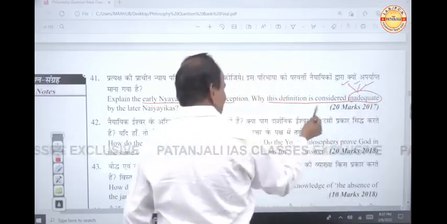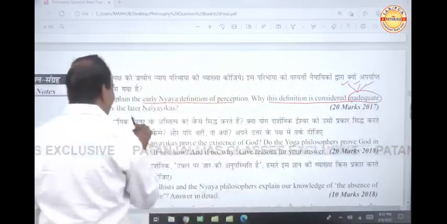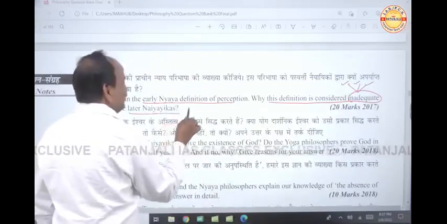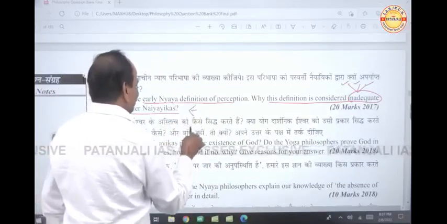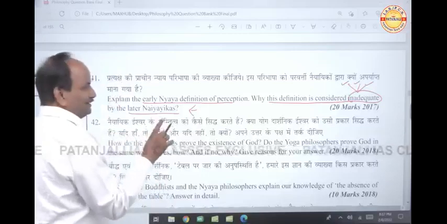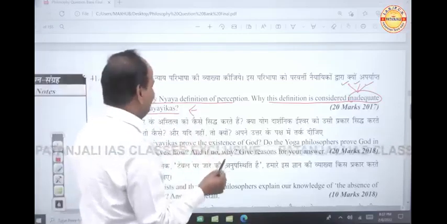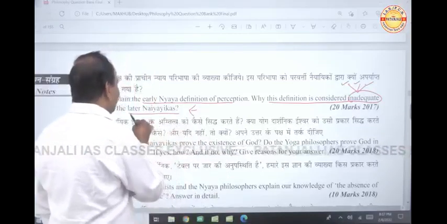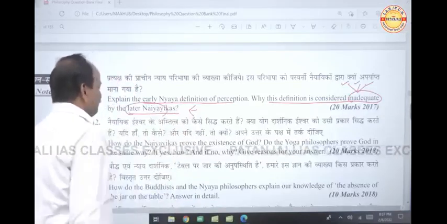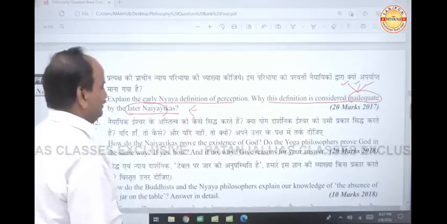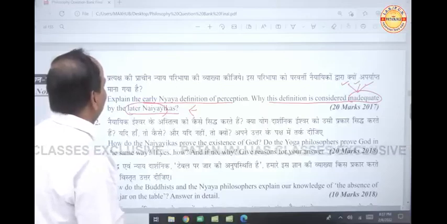Why this definition is considered inadequate by the later Nayayikas? Since three kinds of problems come out. And after writing how it is inadequate, we write how later Nayayikas have defined. Later Nayayikas have defined the term perception.